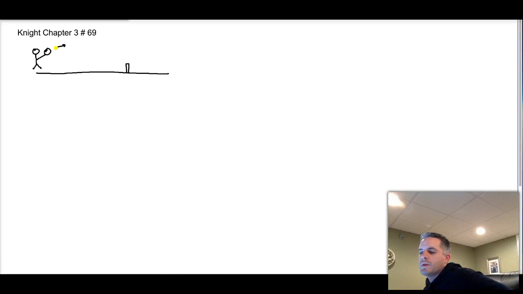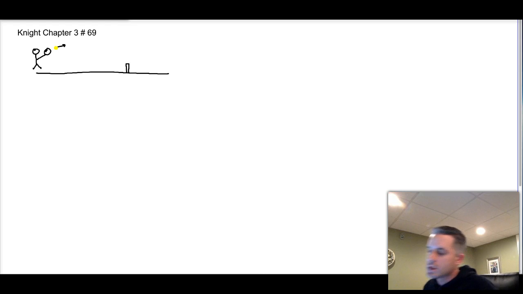All right, so here we are with Chapter 3 of the Knight book, problem number 69, and it reads: a tennis player hits a ball 2 meters above the ground. The ball leaves his racket with a speed of 20 meters per second and an angle of 5 degrees above the horizontal. The horizontal distance to the net is 7 meters, and the net is 1 meter high. Does the ball clear the net, and if so, by how much? If not, by how much does it miss?